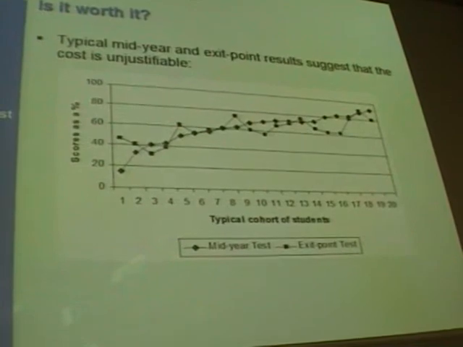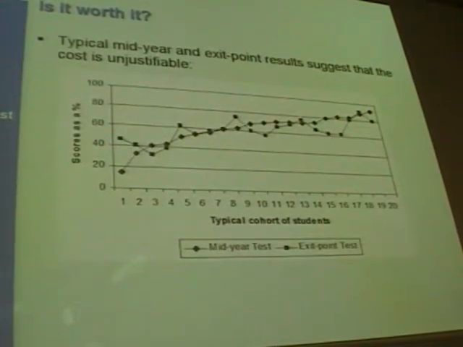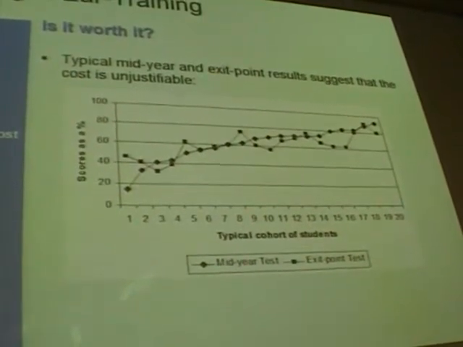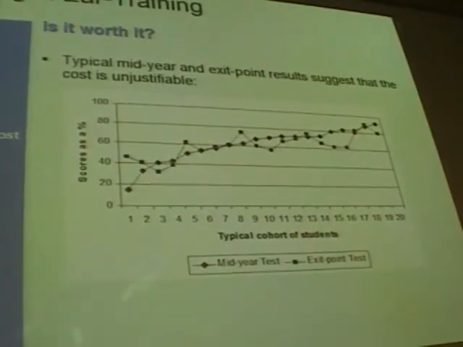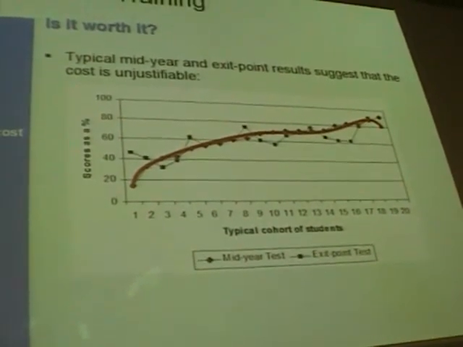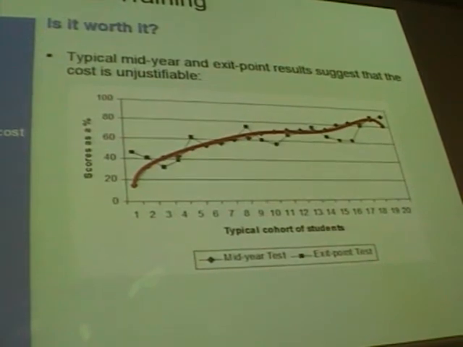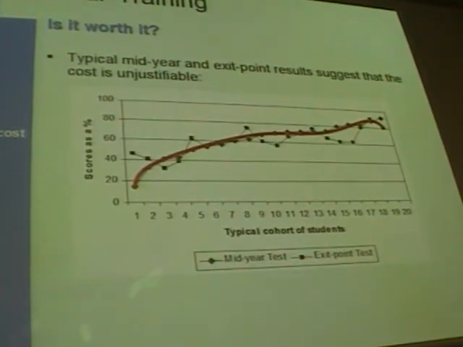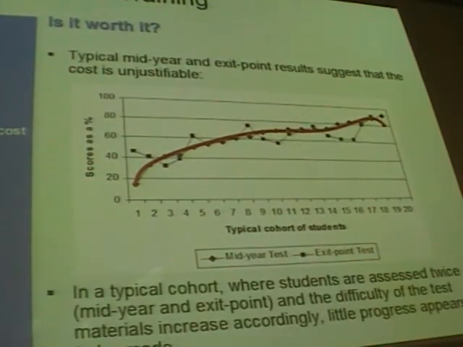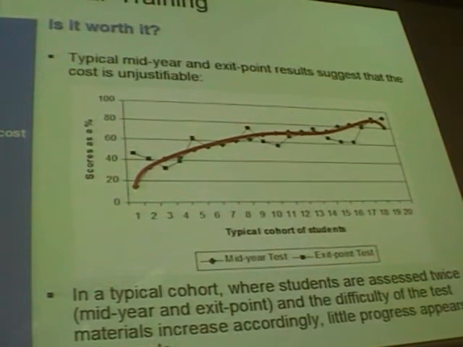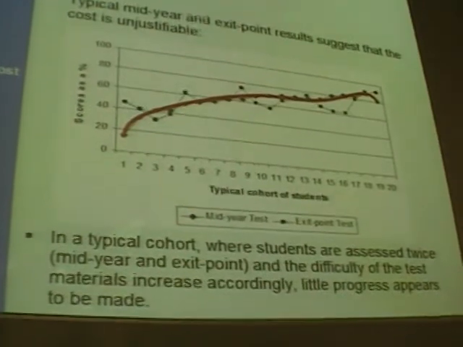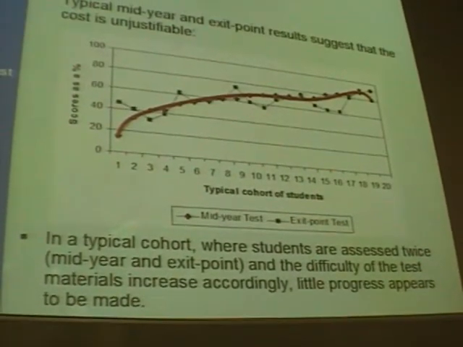Well, the typical profile from mid-year assessment, halfway through the course, and exit point results suggests that the cost is actually unjustifiable. Because if you look at what you've got here, there's the mid-year results, you can see that there's very little difference at the exit point. It looks as if there's been no progress at all, but there are various things that you need to take into account, not least that the difficulty of the test materials increases accordingly. We expect more as we train more and students become more sophisticated.